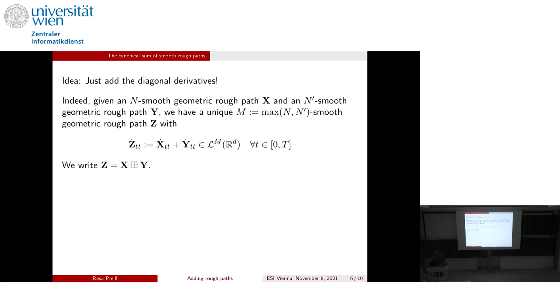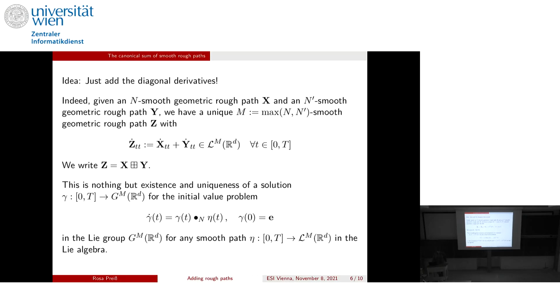And this is simply like this property from the theory of Lie groups, that for a finite-dimensional Lie group, this initial value problem, where you are given a smooth path in the Lie algebra and integrate it on the group, has a unique and global solution.